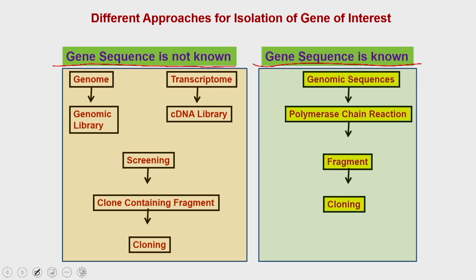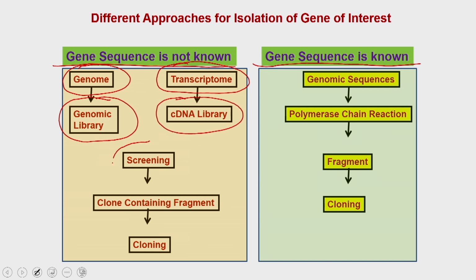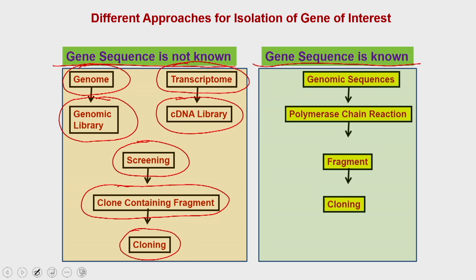When the gene sequence is not known, you have the flexibility of getting the gene sequence from the genome by generating a genomic library, or, if the protein is getting expressed, you can have the transcriptome and then generate the cDNA library. Ultimately, you are going to screen either of these libraries, and then you get the clone containing your fragments, which you can use for cloning reactions. Similarly, if the gene sequence is known, you prepare the primers and run the polymerase chain reaction, which gives you the fragment, and that fragment you can clone into the vector of your interest.